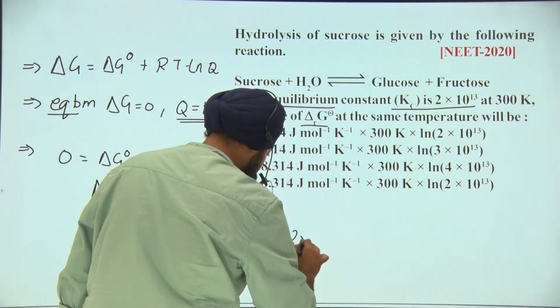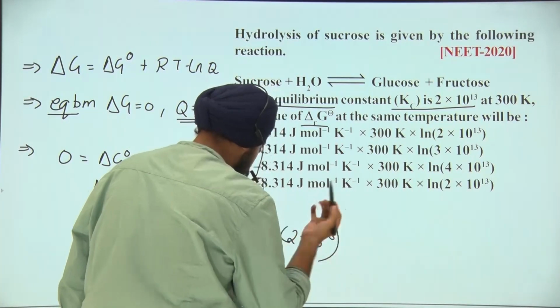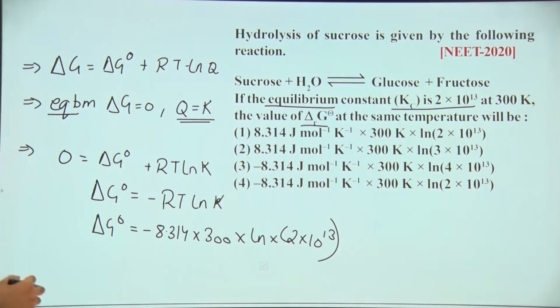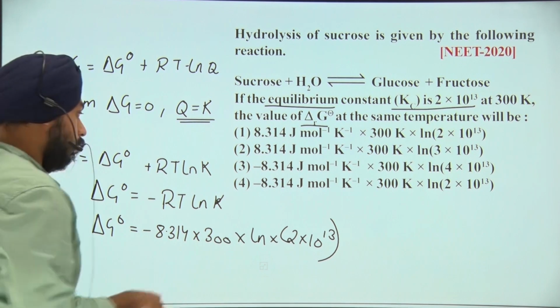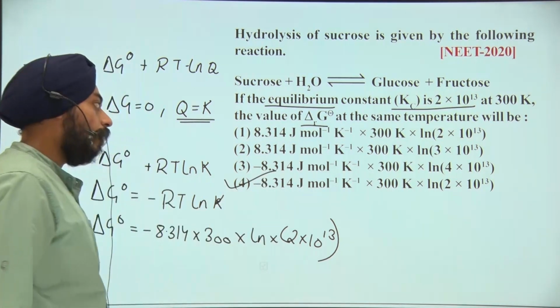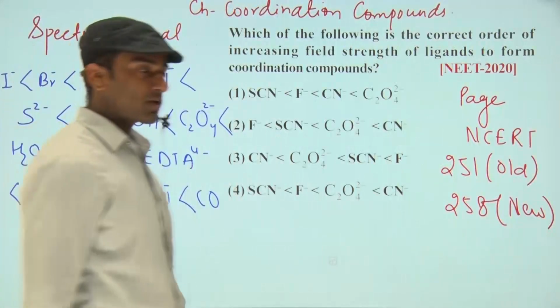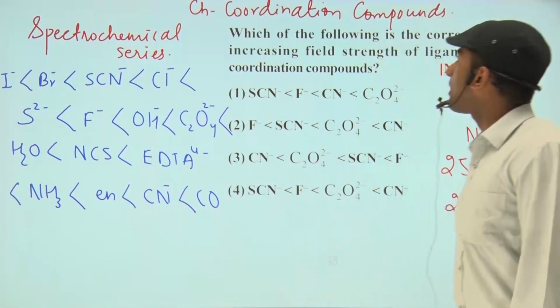This is 2 into 10 to the power of 13. Again, it is a formula based question, so the correct option will be minus 8.314 into 300 into ln 2 into 10 to the power of 13. So the correct option will be option number 4. Clear? This question is taken from the coordination compound chapter.